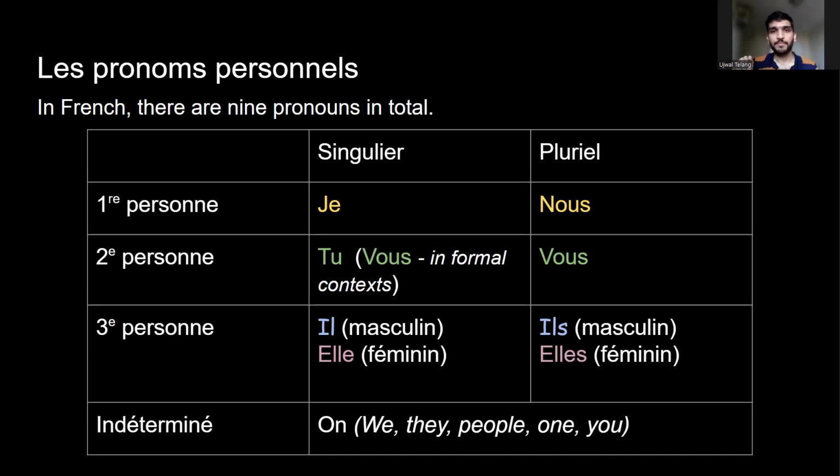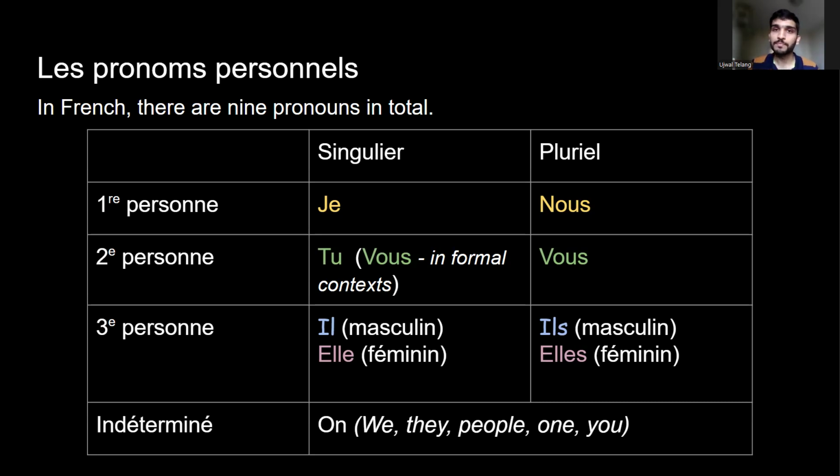Il is he. Okay, I'm talking about a male. Elle is she. Okay, talking about a female. Or even if we're talking about objects and perhaps the grammatical gender of that object is masculine. For example, a book in French is un livre, okay, masculine. So we would refer to it as il, okay? Similarly, there's, let's say, table. So table in French is une table, okay? So that would be elle, okay?